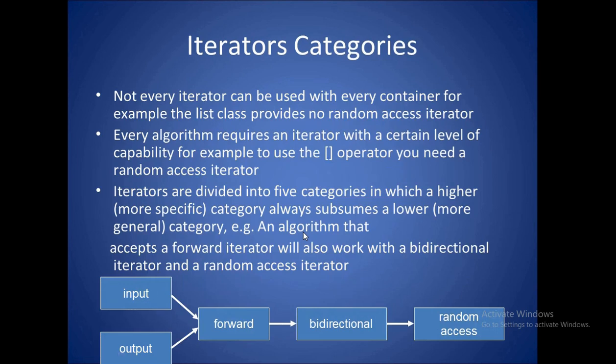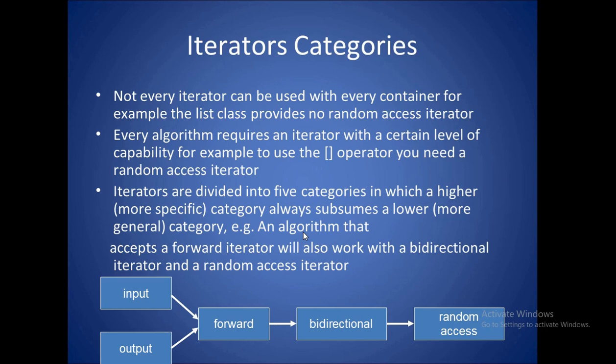So iterator categories: there are five iterator categories: input, output, forward, bidirectional, and random access. Not every iterator can be used with every container. As usual, there are some types of container: sequential container, derived container, associative container. Like that, there are some types of iterators. So five types. Not every iterator can be used with every container.